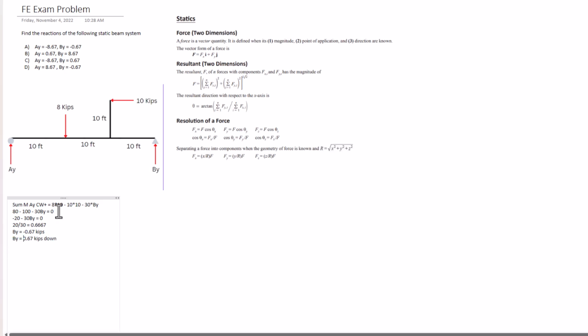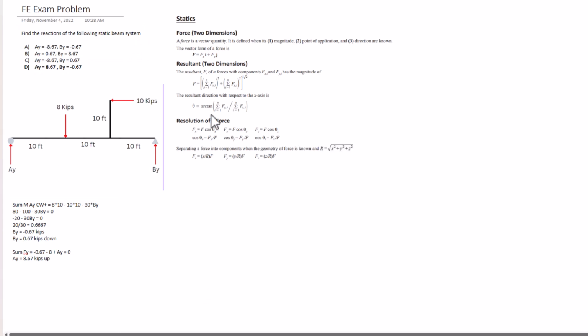So here's the tricky part, right? We want to make sure that we apply this moment arm correctly, or you're not going to get the right answer. So now if we sum the forces in the y direction, we have negative 0.67 since it's 0.67 down, minus 8. This is an x force, so that's not going to come into play here. So we have negative 0.67 minus 8 plus A_y equals 0. So we're going to end up with A_y equals 8.67 kips up. So if we look at our answers here, it's going to be answer D in this case.